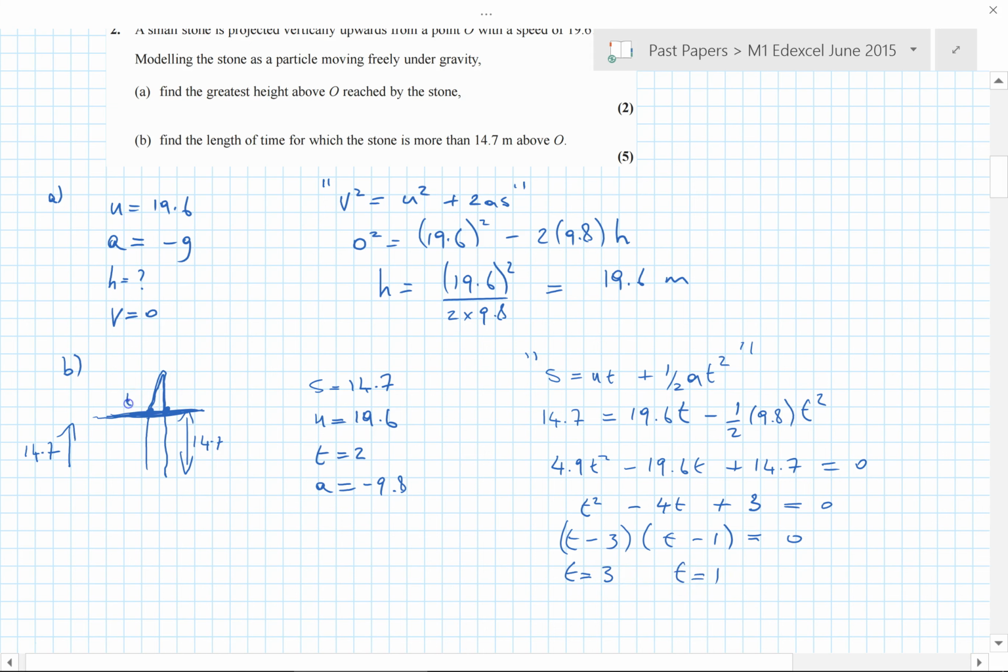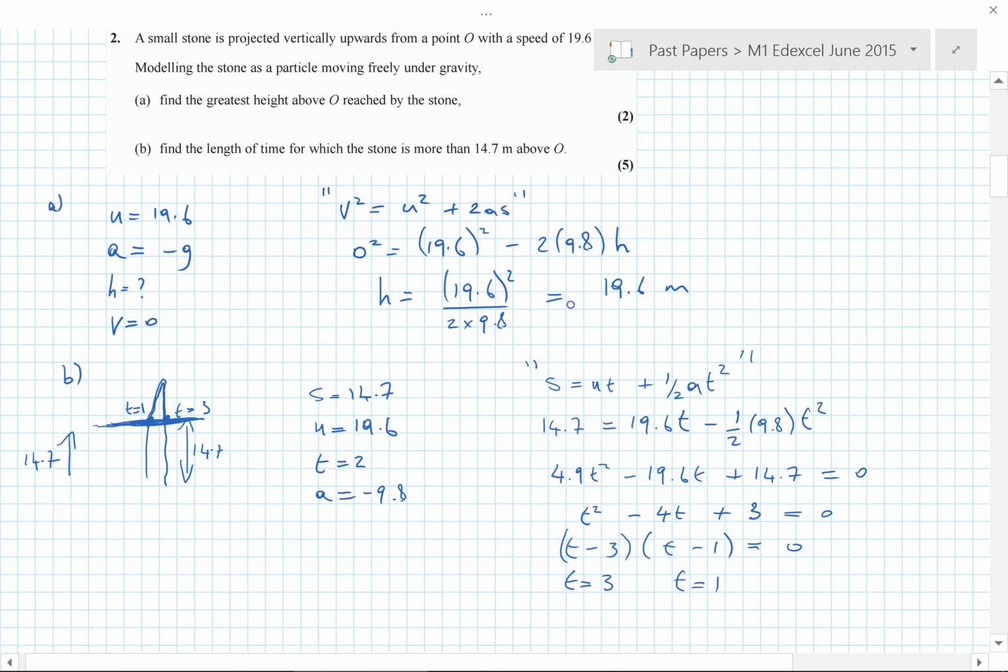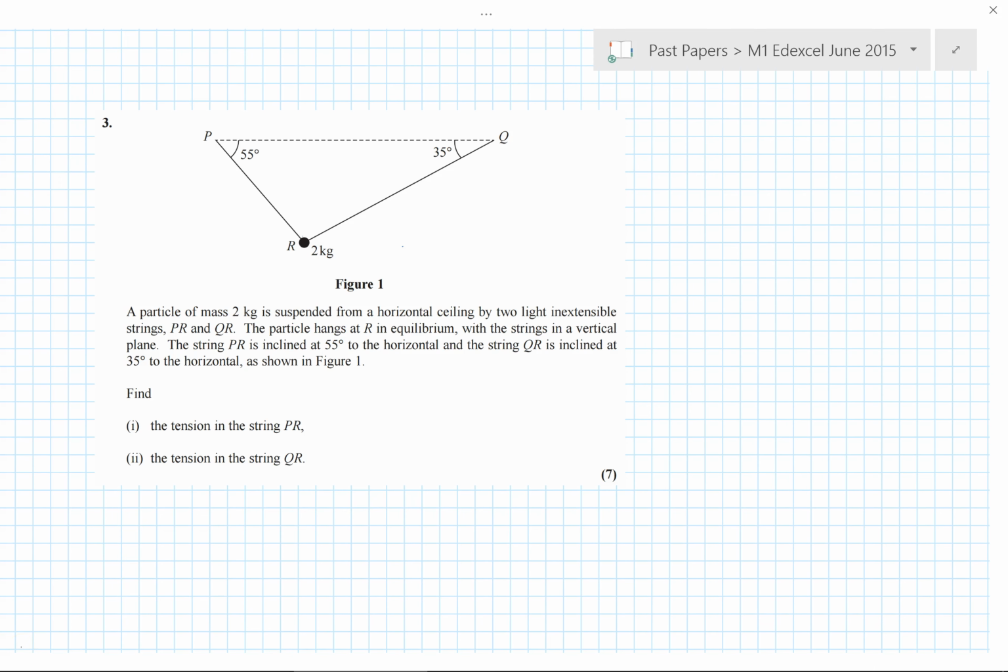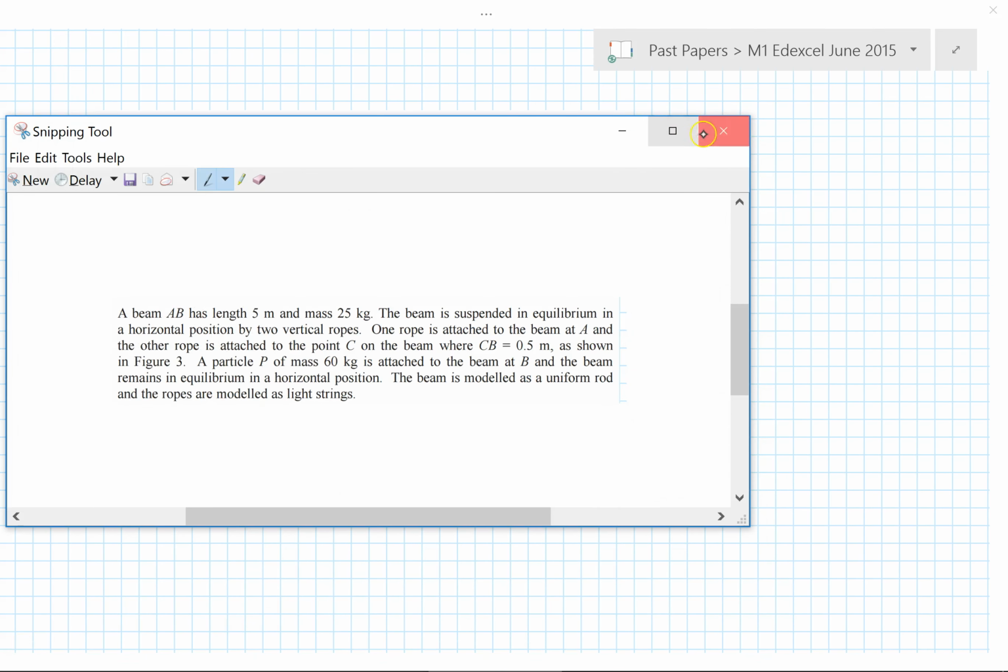So on the way up it's 1 second, and on the way down it will be after 3 seconds, but we want the length of time it's above 14.7. So that means above 14.7 for 3 minus 1, 2 seconds. That's it. It's a nice easy equations of motion question. Okay, question 3 is a fairly standard statics question.